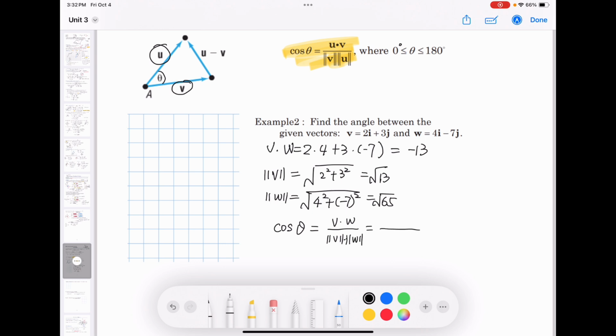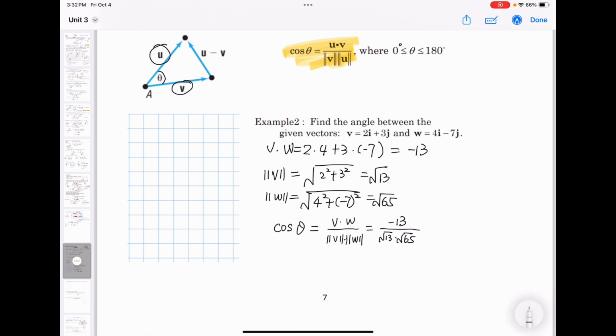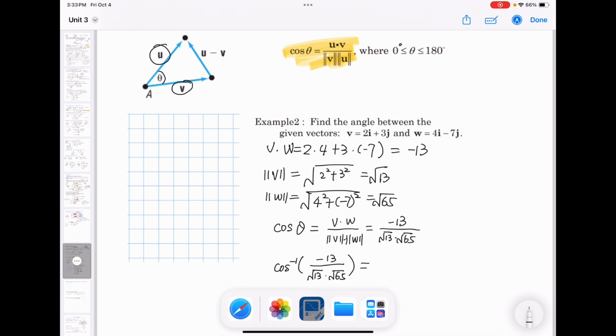And plug in all the information. We have negative 13 divided by square root of 13 times square root of 65. And we don't have to simplify this. I just want to find the inverse. So let's find the cosine, or we can find the inverse of cosine. Negative 13 divided by square root of 13 times square root of 65. So let's use our calculator to do the computation.